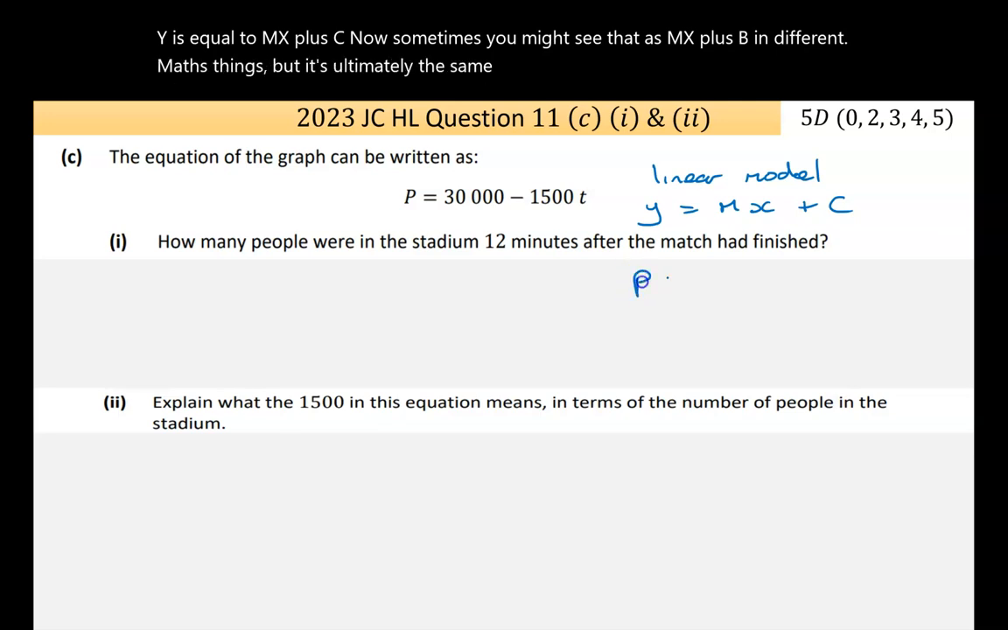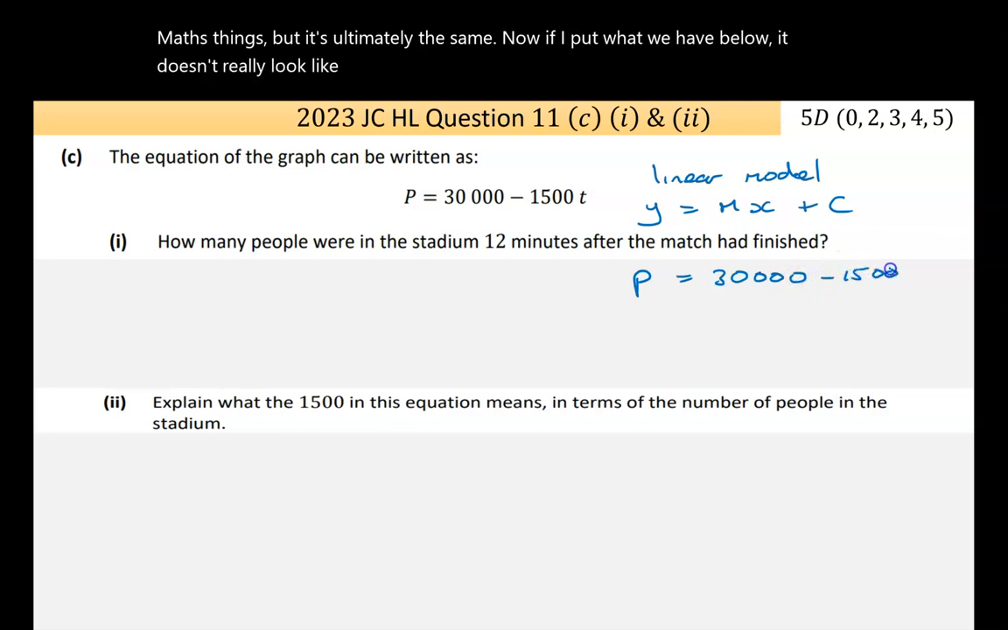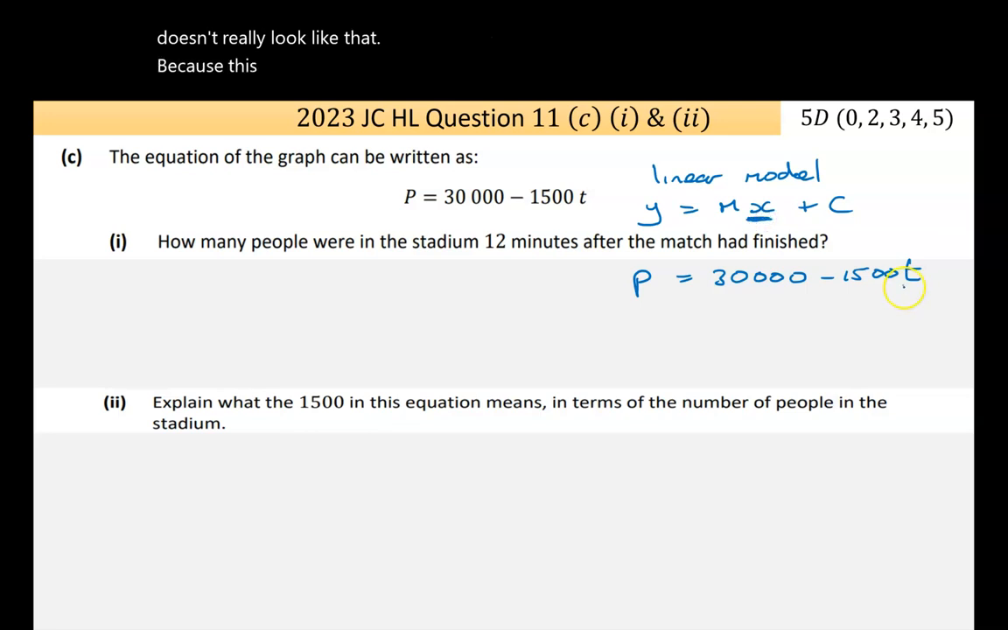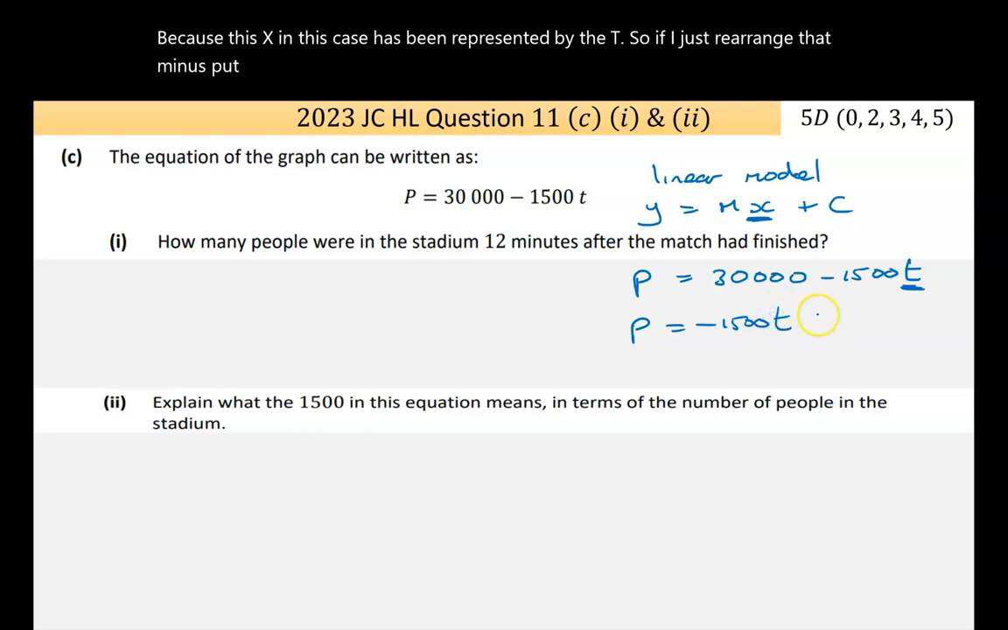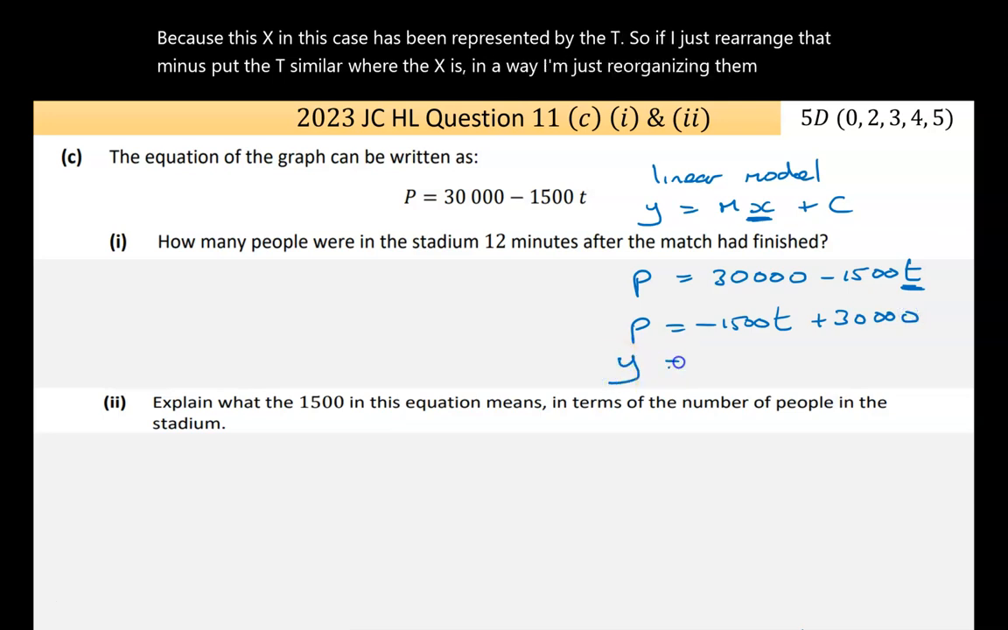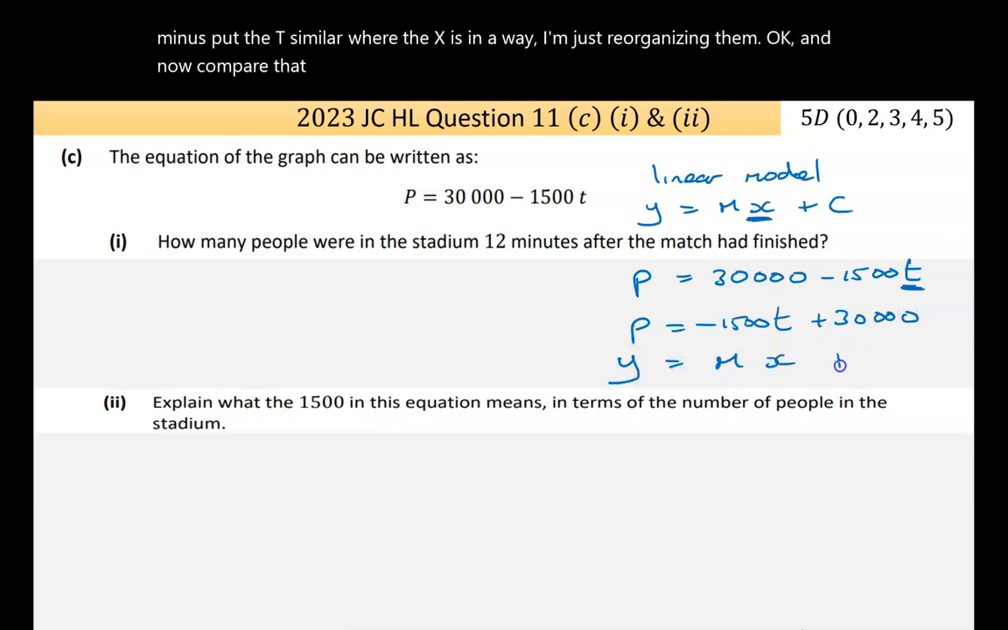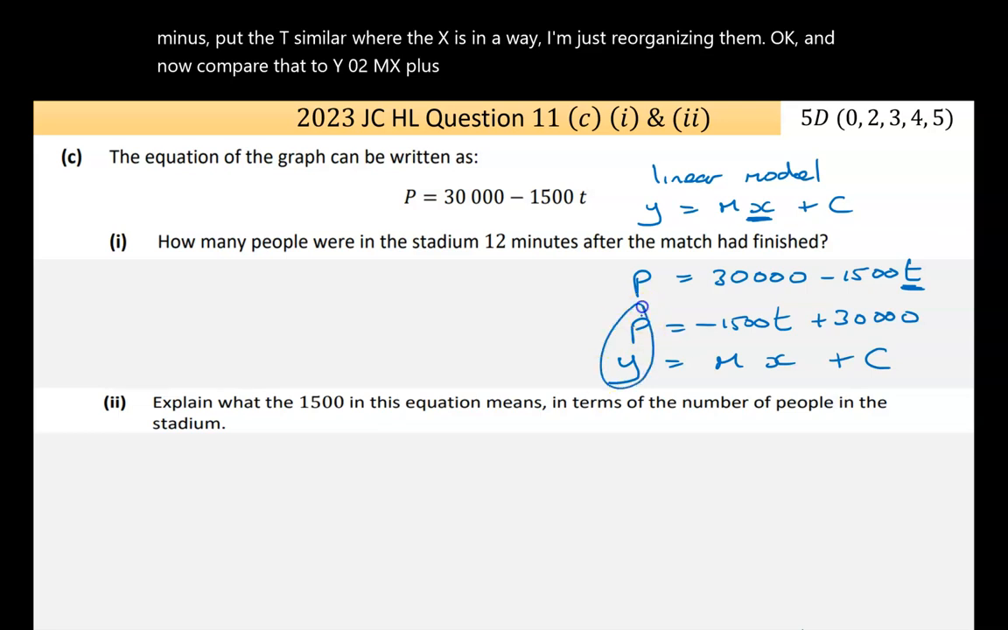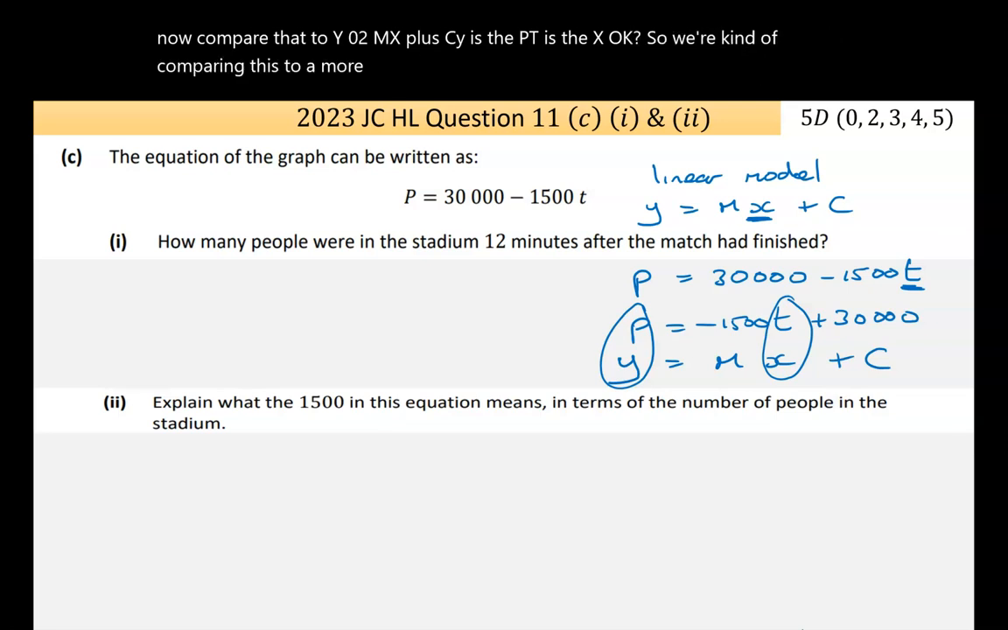Now, if I put what we have below it, it doesn't really look like that, okay? Because this x, in this case, is being represented by the t. So if I just rearrange that, put the t where the x is, I'm just reorganizing them, okay? And now compare that to y is equal to mx plus c. Y is the p, t is the x, okay? So we're comparing this to a more general form of any linear model.